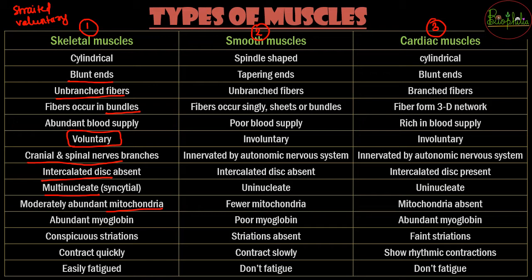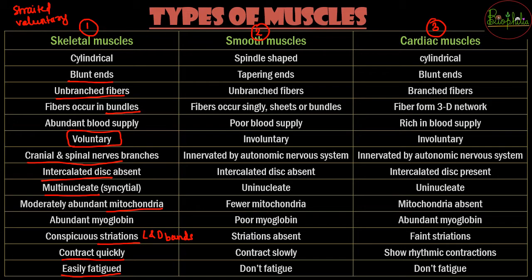Then there is an abundant amount of myoglobin, and there are going to be striations, that means light and dark bands. And because of light and dark bands, what is it going to be called? It is going to be called striated muscles. These are going to undergo quick contraction and they can get easily fatigued. इसलिए आपने बहुत ज़्यादा रनिंग की है या बहुत ज़्यादा देर तक आप चल रहे हो, खड़े हो, because of that reason the muscles get fatigued and you start to have pain. So that muscle pain is going to be because of the fatigue in the skeletal muscles.